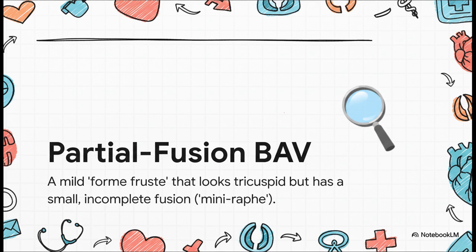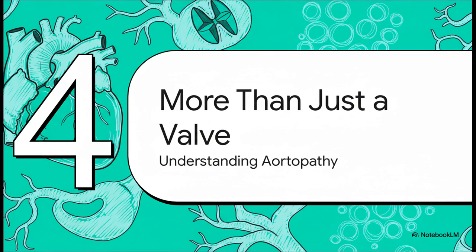It's a super mild form, but being able to identify it is a big deal because it might explain why some people with seemingly normal valves still end up with an enlarged aorta. Now, remember what we said earlier? This whole thing isn't just about the valve.